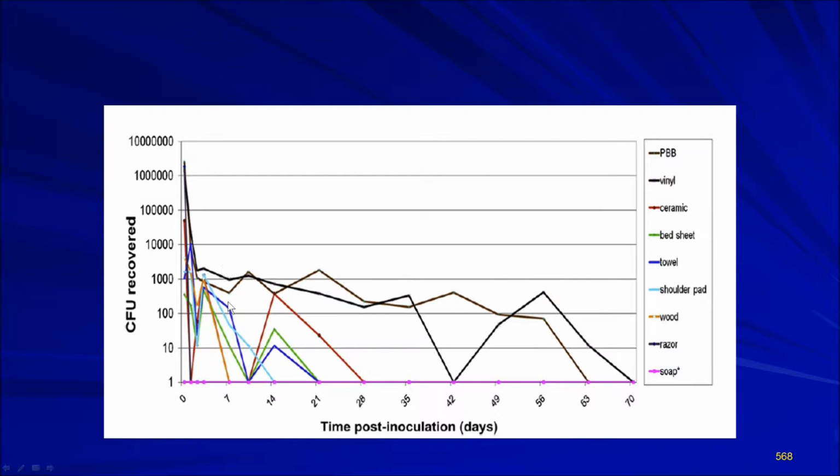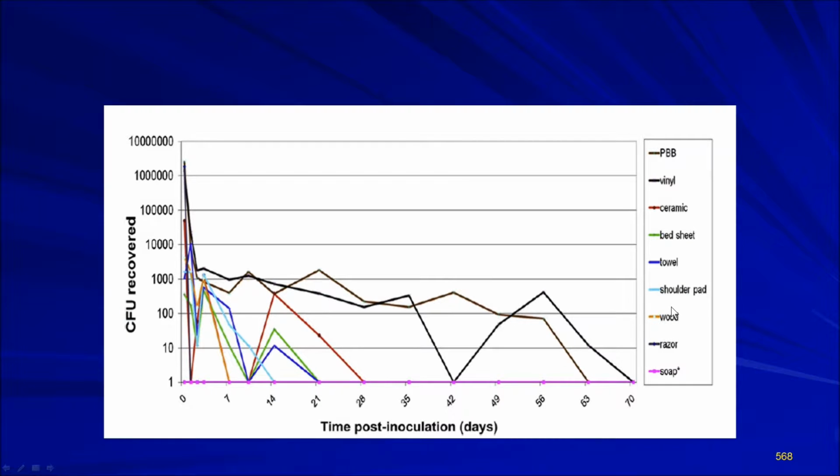You see here that the ceramic is depicted as being red, survives around 28 days. On wood, we have about a little over a week, it looks like. But these are more porous types of surfaces, a towel or wood.